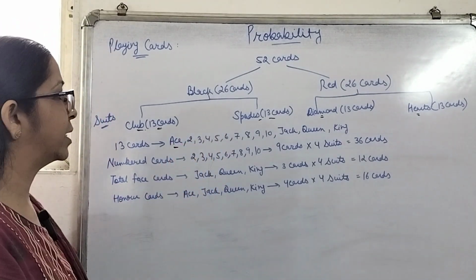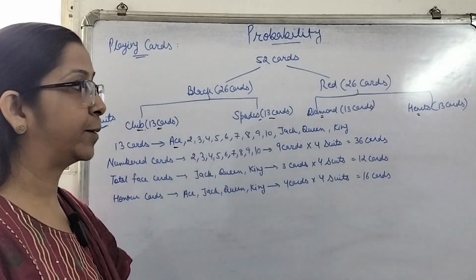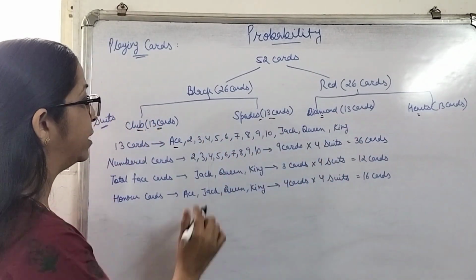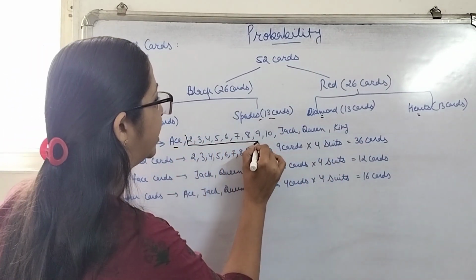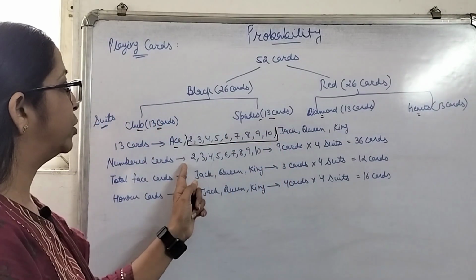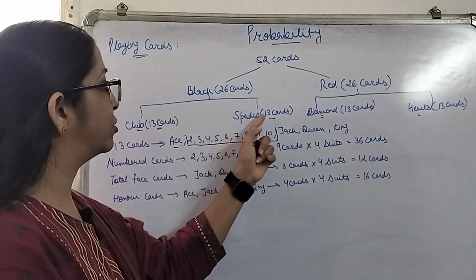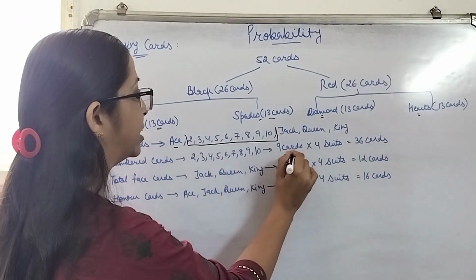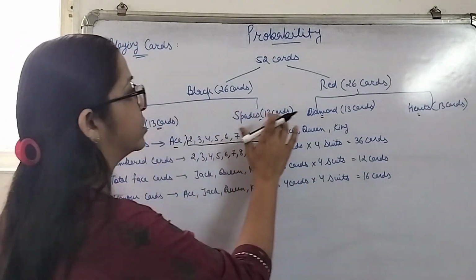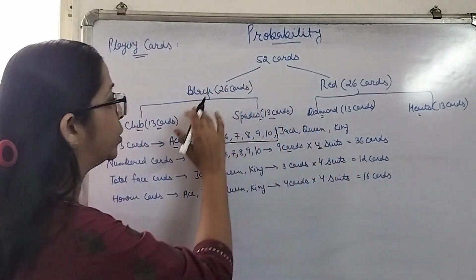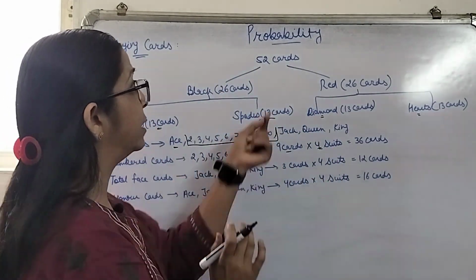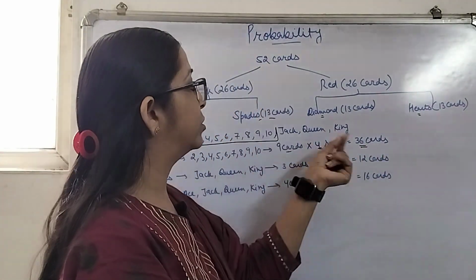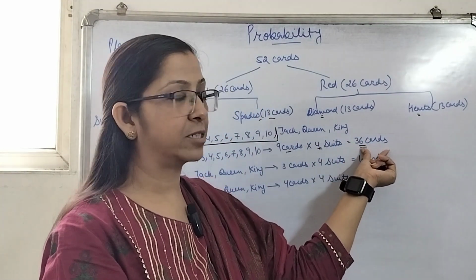Now what type of questions are asked? That how many numbered cards are there? So what is a numbered card over here? Out of these 13, how many numbered cards are there? This is your 2, 3, 4, 5, 6, 7, 8, 9, 10. From 2 to 10, that means in every suit, there are 9 numbered cards. For every suit, 9 cards are there. And the total number of suits is 4. So the total number of numbered cards in 52 cards is 4 times 9, which is 36. That means out of 52, 36 cards are numbered cards.